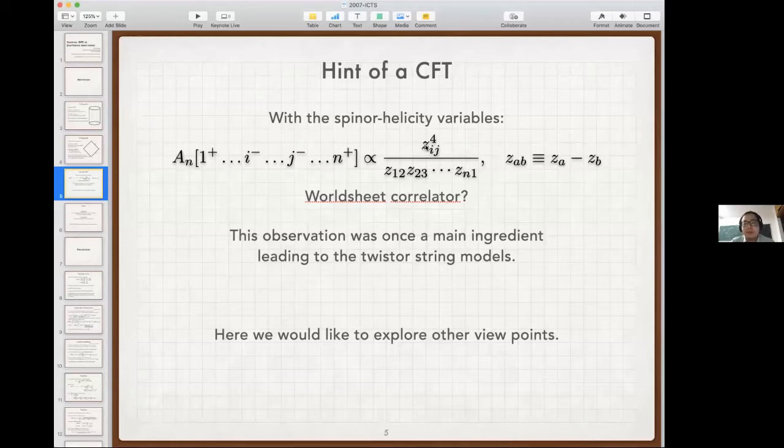And in particular, one could also wonder whether this can indicate the presence of some worldsheet. And indeed, a few decades ago, this motivated people to explore this kind of direction, and it resulted in the class of twistor string models that people have been very interested in in the recent few years.